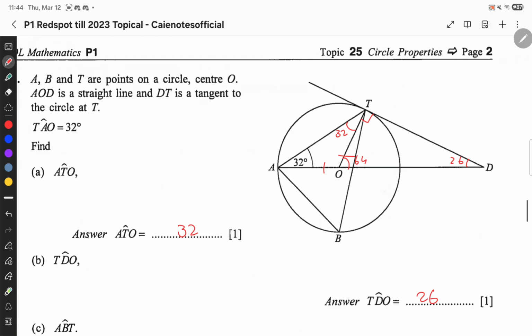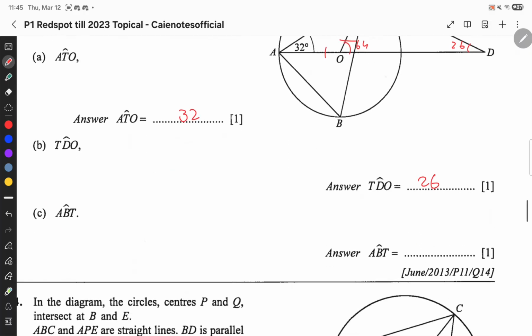And before doing anything, you mark your angles, then you do it. That makes it easier, you know.